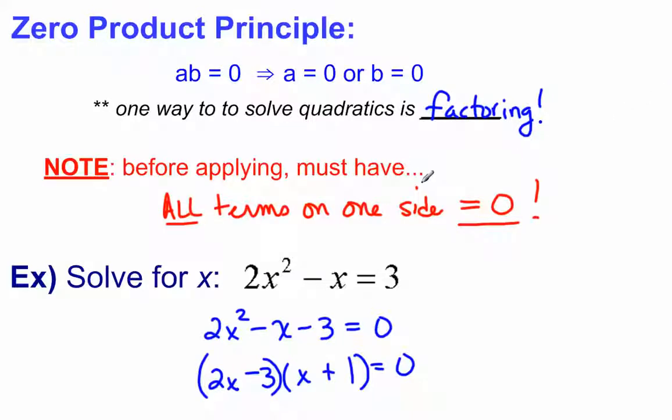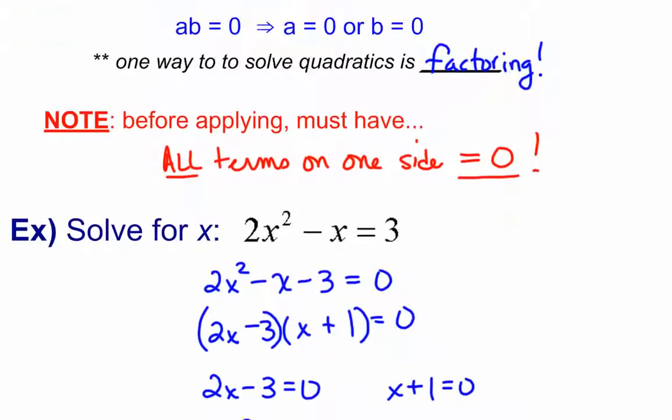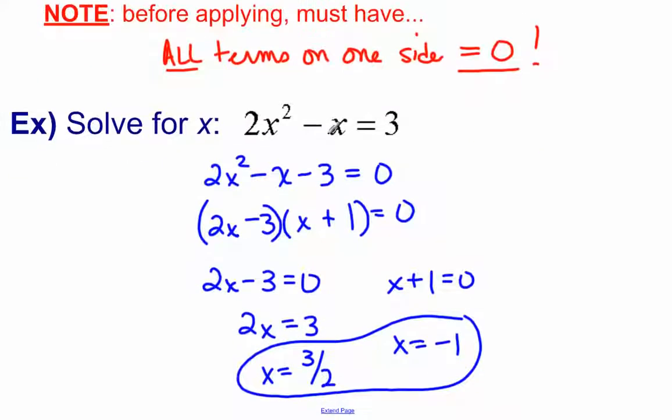The one thing we want to note is that I have to have all terms on one side equal to 0. You got to have the equal 0 part before you can start setting your factors equal to the value. So I can't factor this and set the things equal to 3. I have to move it all to one side equal to 0.